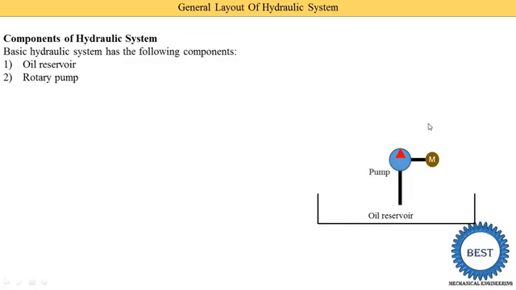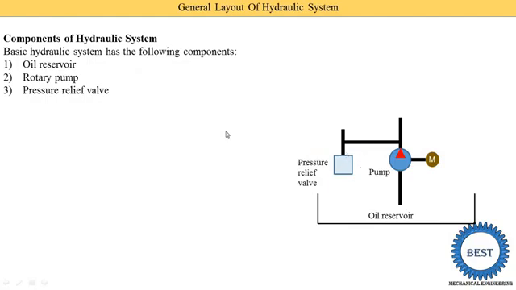The pump takes the oil from the oil reservoir, increases the pressure, and then it is supplied to the direction control valve. The third component is the pressure relief valve. The pressure relief valve is generally installed at the outlet of the pump because it is used to control the pressure. Okay. So it is installed here, and that is called the pressure relief valve.